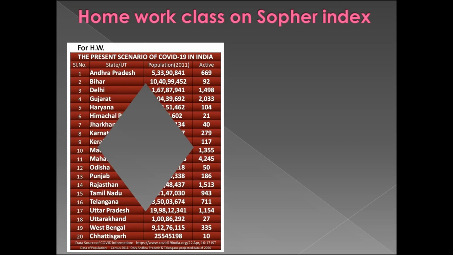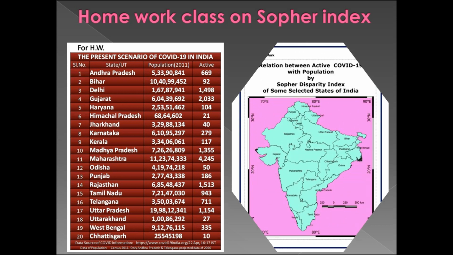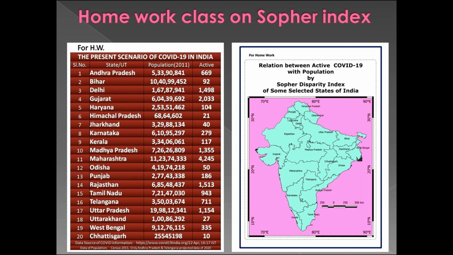In the last video you had already received the homework. This is the table of homework where the state or UT (Union Territory) population and active COVID-19 population are given. Here the map is supplied to you to represent the data by SOFAR analysis.